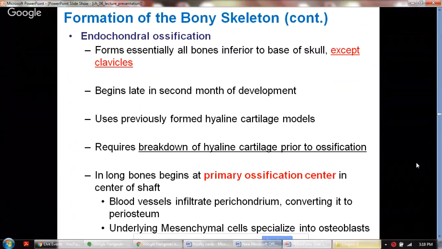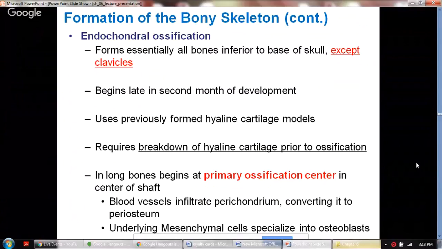Endochondral ossification forms essentially all bones inferior to the base of the skull, except the clavicle. This begins late in the second month of development, and it uses previously formed hyaline cartilage models. It requires breakdown of hyaline cartilage prior to the ossification.